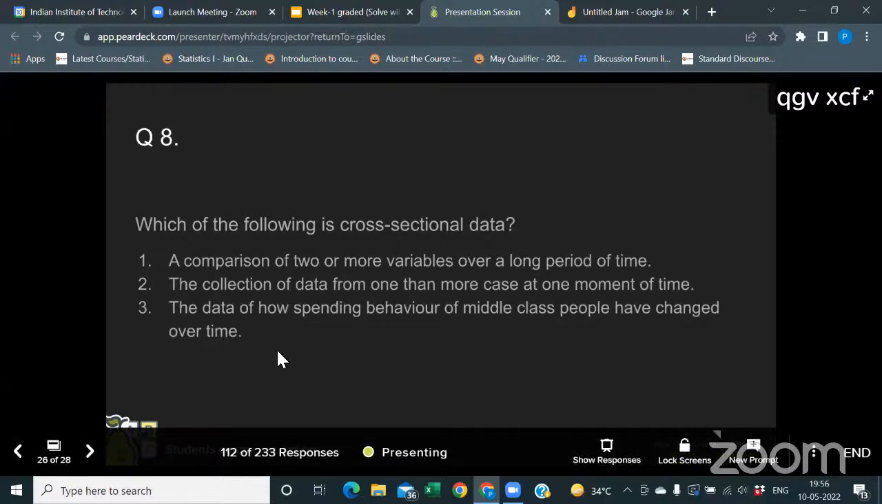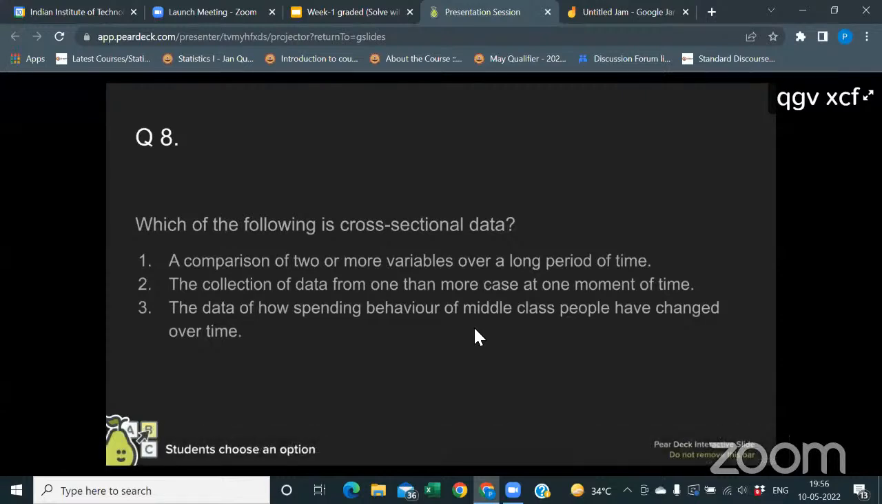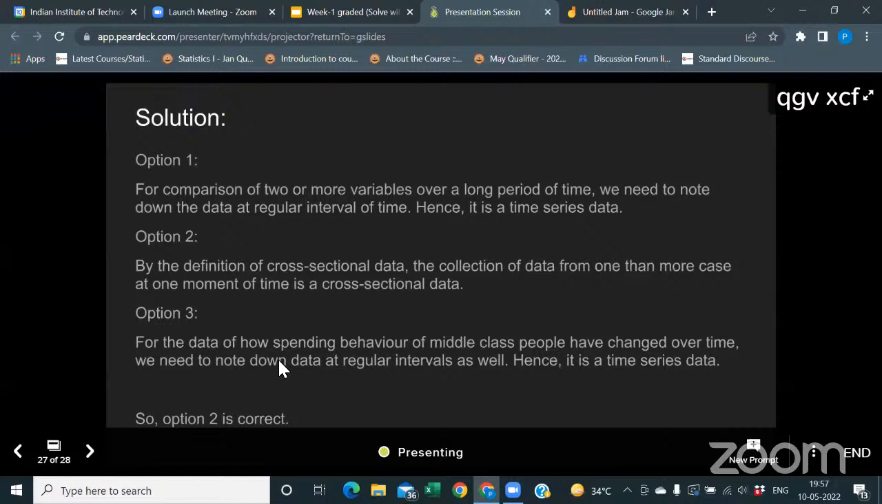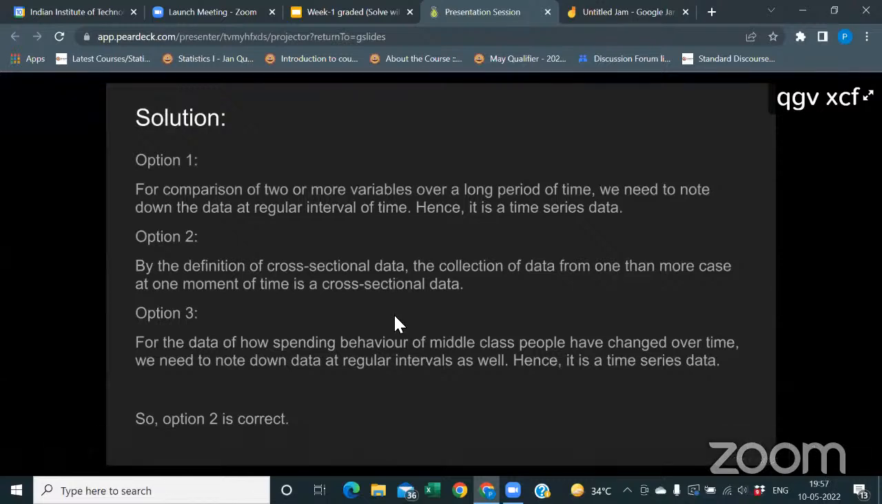And for the third, it's clear from the words "have changed over time." So it's a time series. So the correct option is the second option. Is it clear to everyone? Yes, sir.